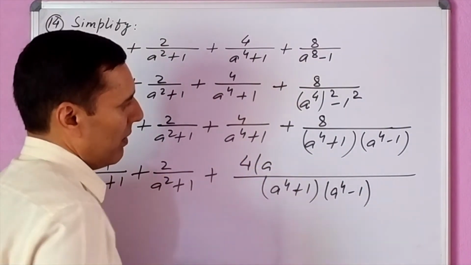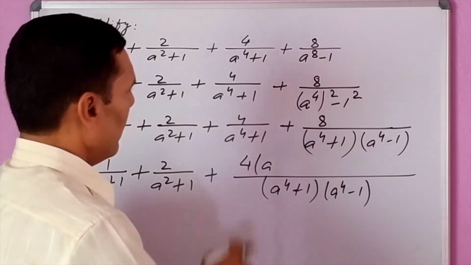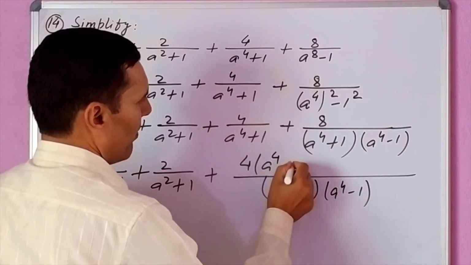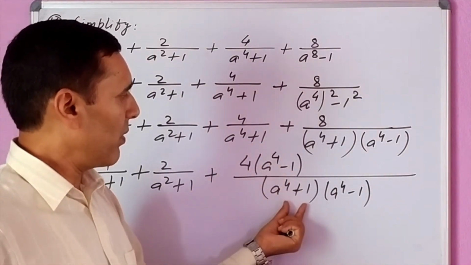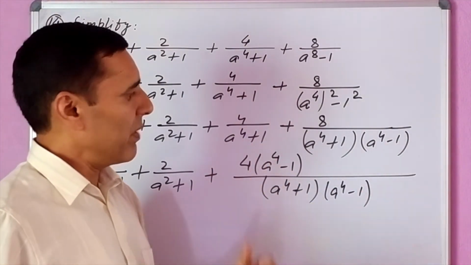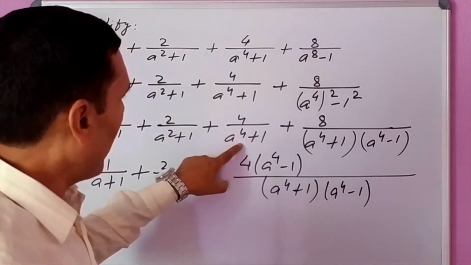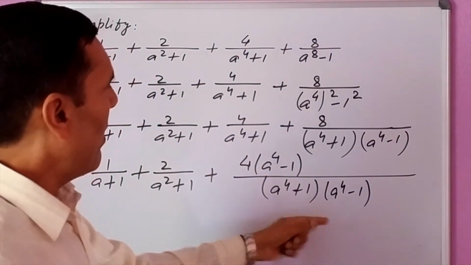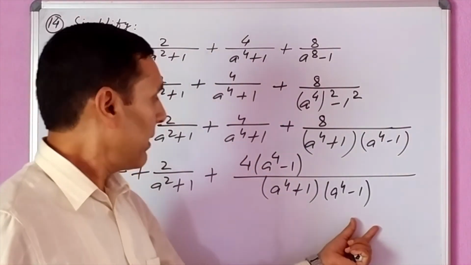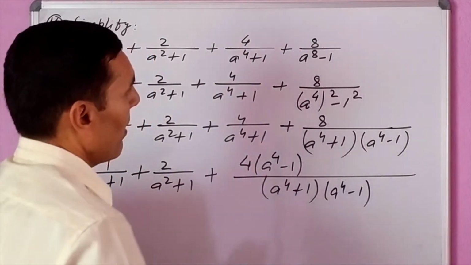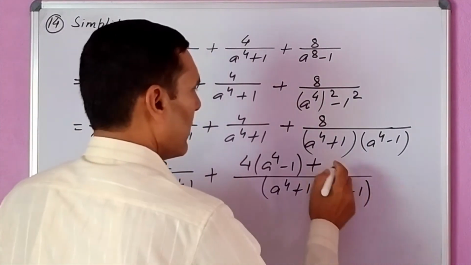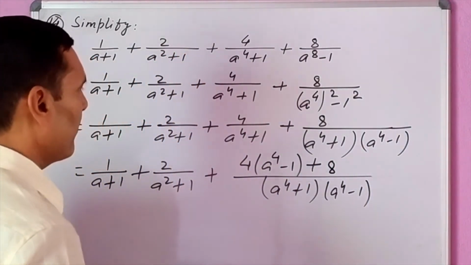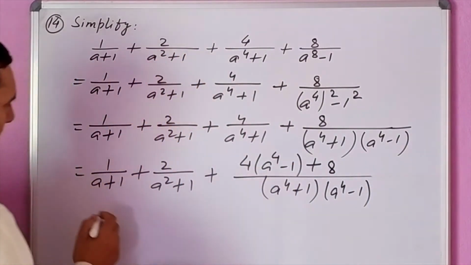And here we are dividing this LCM by the denominator a^4 - 1, because the denominator is a^4 + 1, and the LCM is (a^4 + 1)(a^4 - 1). While dividing, a^4 + 1 will be cancelled and a^4 - 1 will be remaining, which will be multiplied with this 4. And for the second term, the denominator and LCM are the same, so there will remain 8 only. Now we open this bracket here.